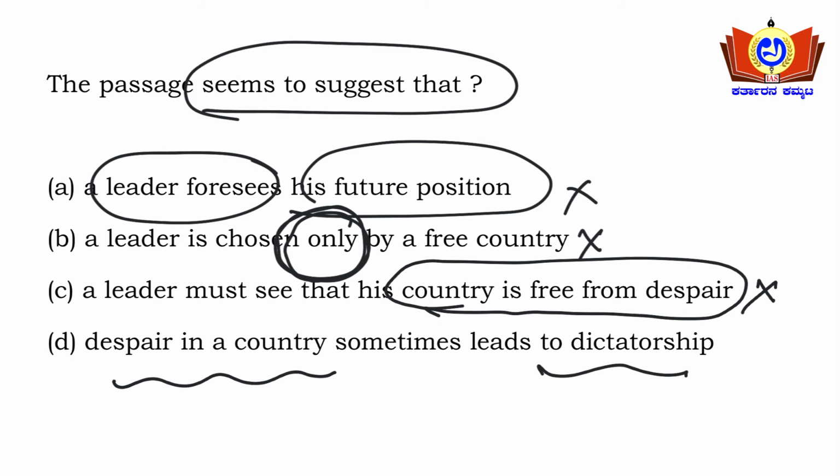Often a dictator reaches his position of power through chance, very often through the unhappy state of his country. Very often means if the country is in an unhappy state, in that condition a leader grows out, and that leader shall be a dictator. Despair in a country sometimes leads to dictatorship, so this is the most probable option here.